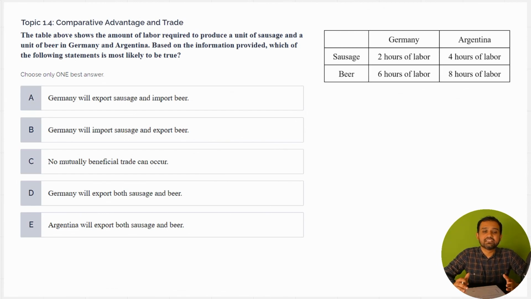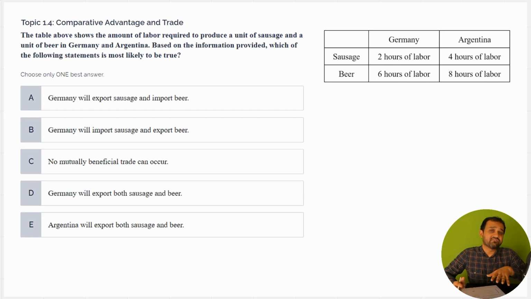While this question is on comparative advantage and trade, there is a big deviation from what we have seen before. Instead of telling us how much sausage and how much beer Germany and Argentina can produce, we are given information on how much time it takes for workers to produce 1 unit of sausage and beer for both of these countries. And this has big implications on how we calculate absolute advantage and comparative advantage.